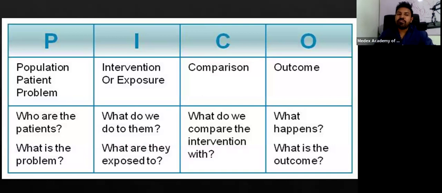So therefore the population will be diabetes clients, diabetes-related patients. That is the population. P stands for the population, patients, or the problem. Then I stands for the intervention, or sometimes exposure. Right? The intervention, or the exposure. That is what I stands for. Then C for comparison.